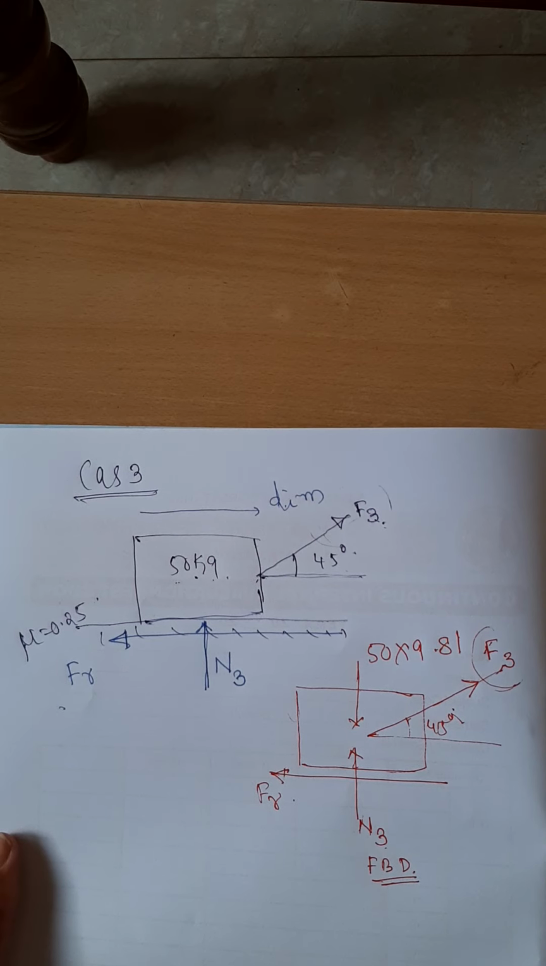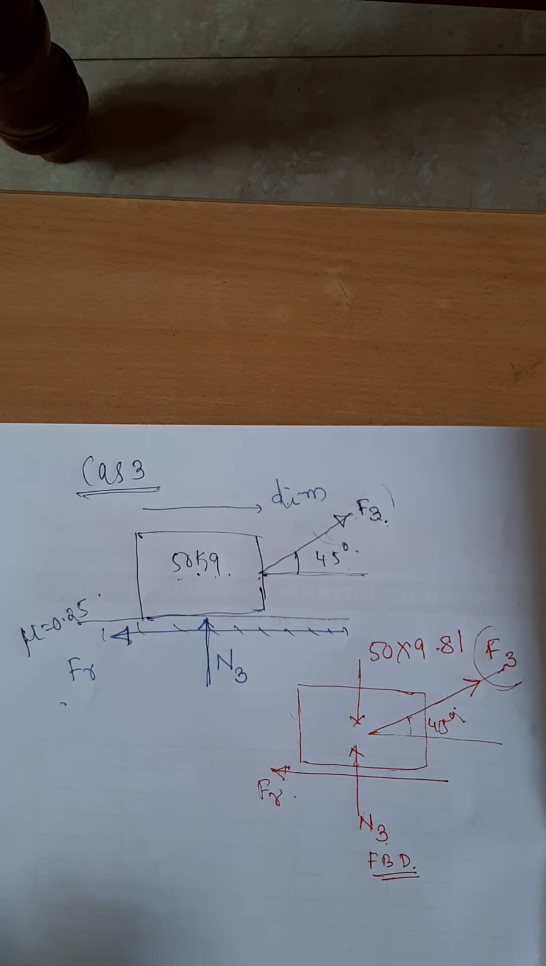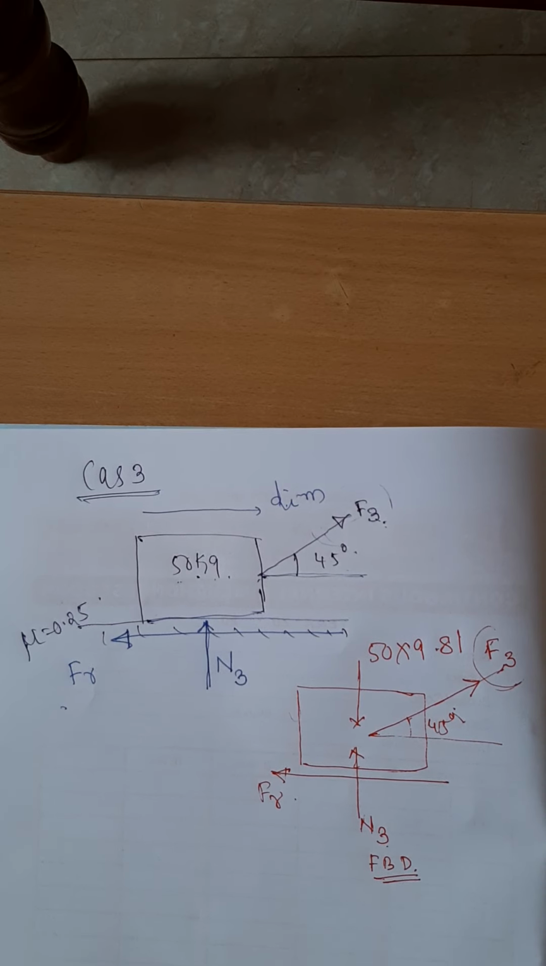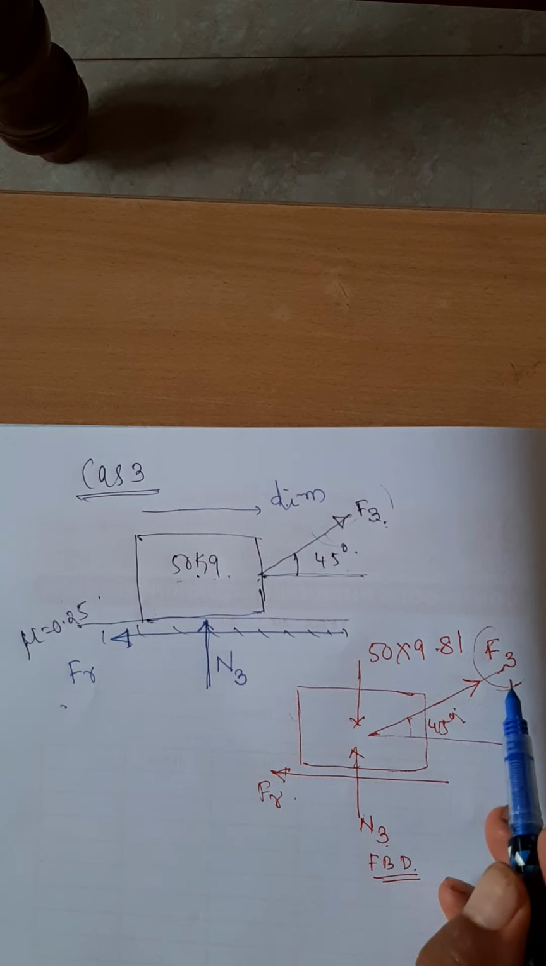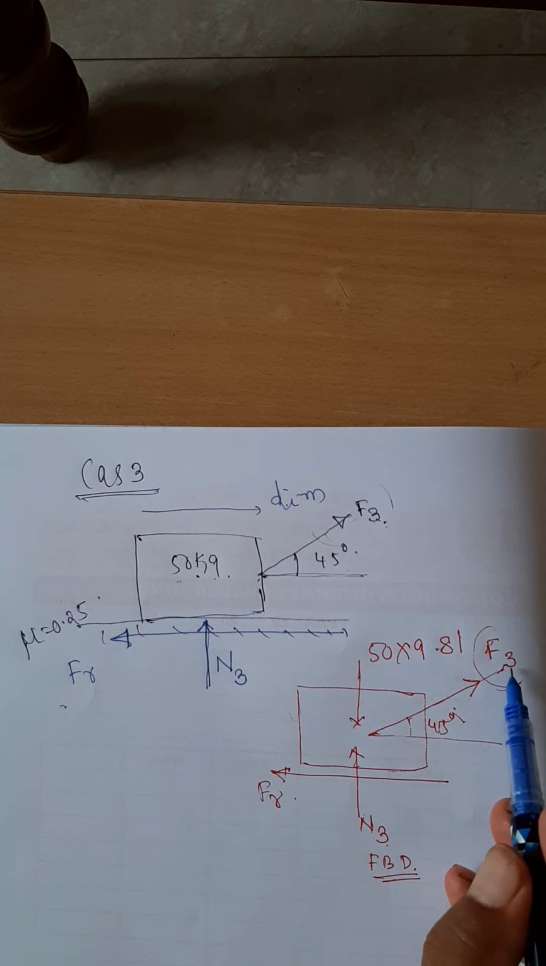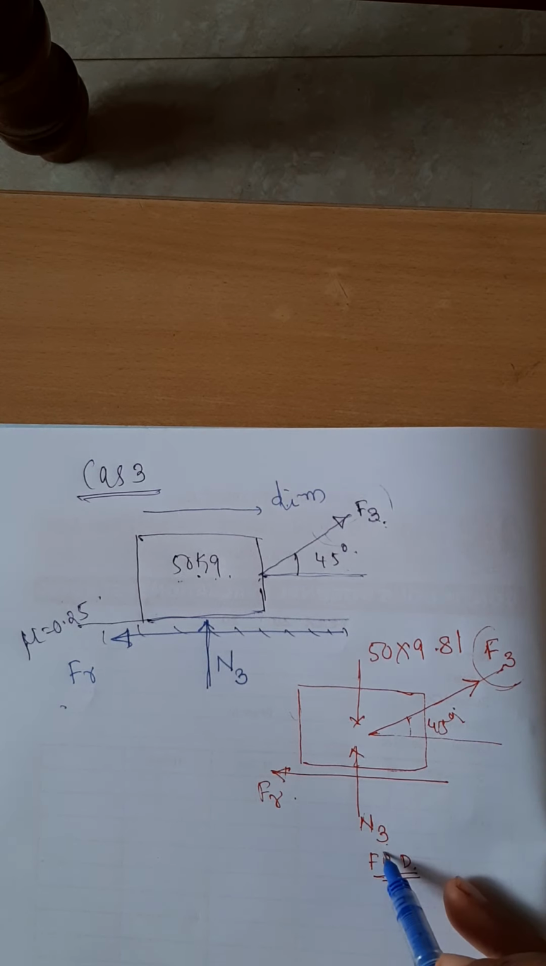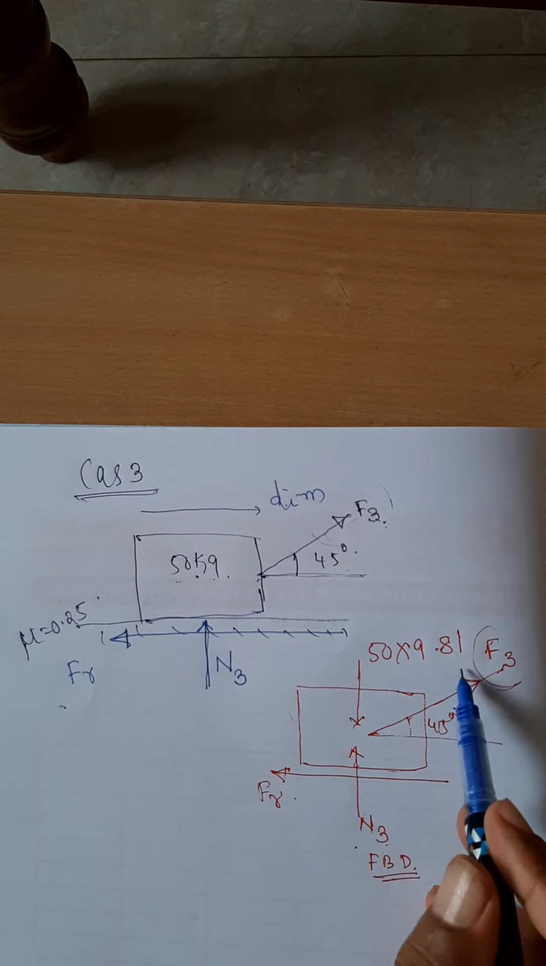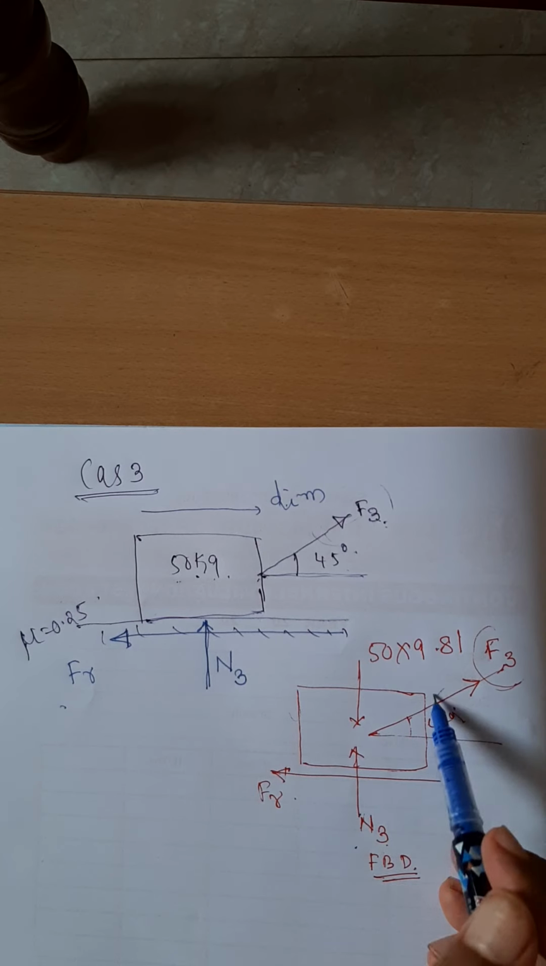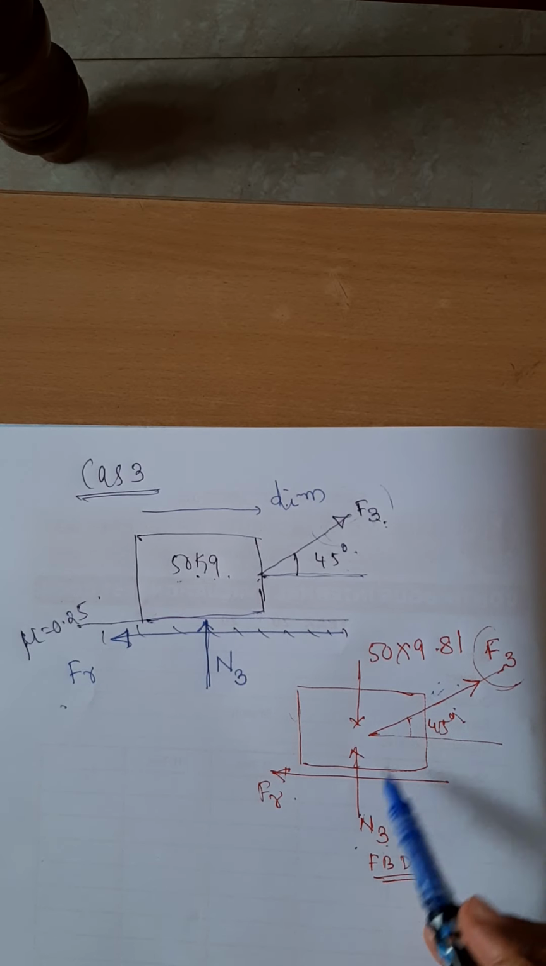Just see the free-body diagram and tell me or guess what may be the total number of unknowns. How many total number of unknowns are there? Yes, one is F3 and one more is N3. Two unknowns are there and two equations of equilibrium are there with me. Hence I can solve the problem.